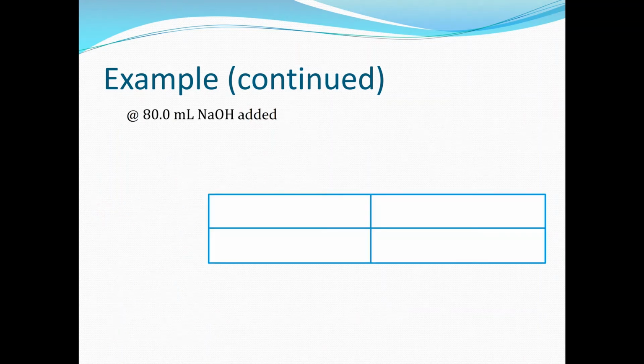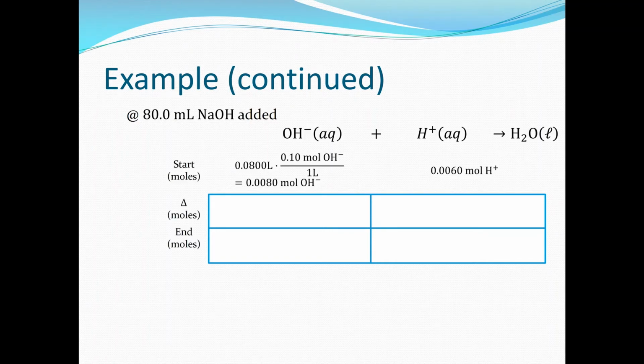Okay, let's go one step further. Now we're going to keep adding sodium hydroxide. We're going to go to 80 milliliters. So if I'm at 80 milliliters of sodium hydroxide, again, set up the exact same reaction table. Again, the hydronium ion is exactly the same. It's not changing. I'm not adding any more HCl to this solution. And so the only thing that's changing is the amount of hydroxide that I'm starting with. So I've got my 80 milliliters turned into liters, multiplied by its concentration. So I get 0.0080 moles of the hydroxide.